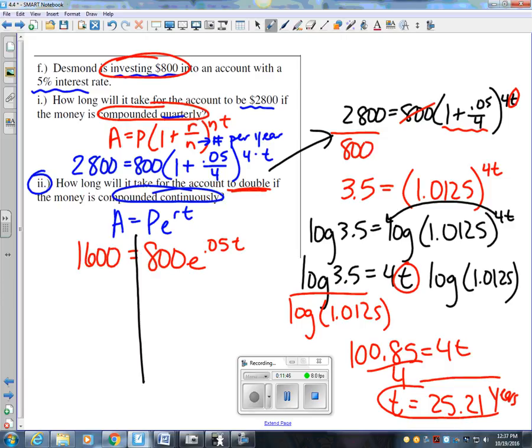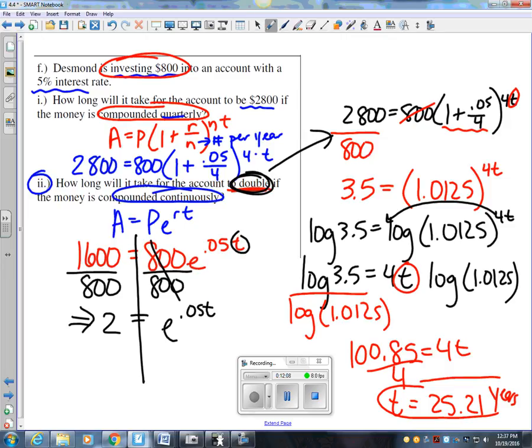So the first thing you need to do to get t by itself is divide by 800. Well, when you divide by 800, you get 2. Anytime it says double, you're going to end up with a 2 right here. So you don't even really need to know what the initial amount was. You'll always end up with a 2 right there. e to the 0.05t.